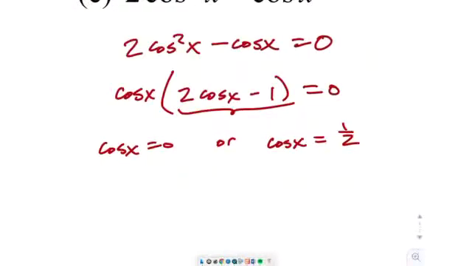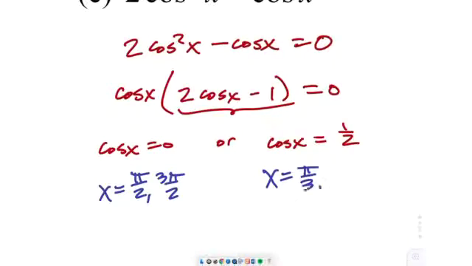Okay. Cosine of x equals 0. Where? Pi halves and 3 pi halves. Good. And then cosine of x equals positive 1/2 at pi thirds. Y'all are getting good at this, and 5 pi thirds, right? We have to be to the right of the y-axis, so quadrants 1 and 4.